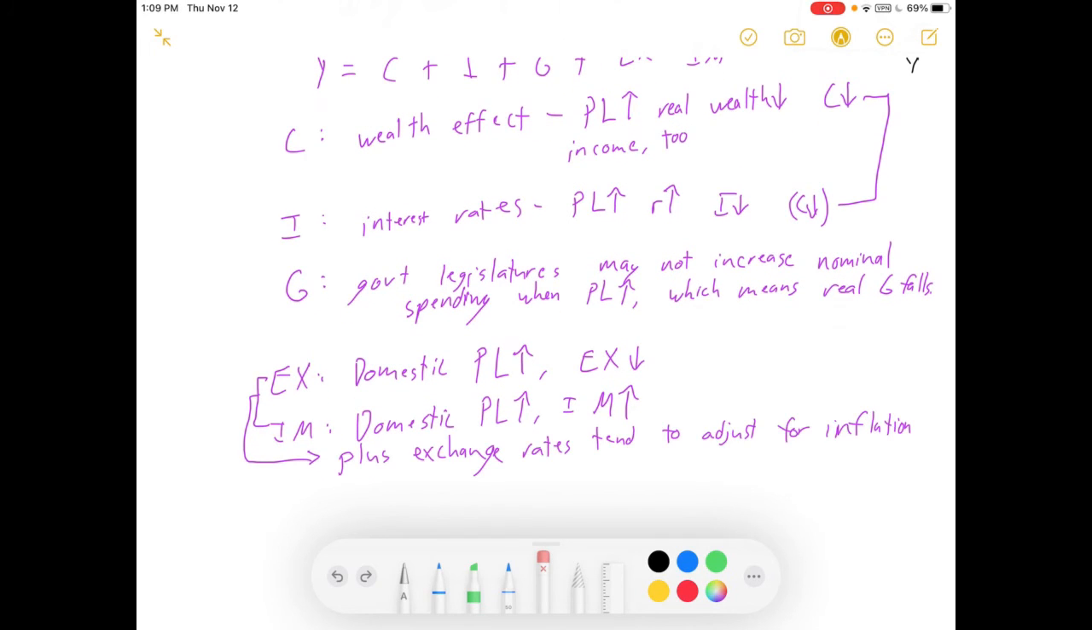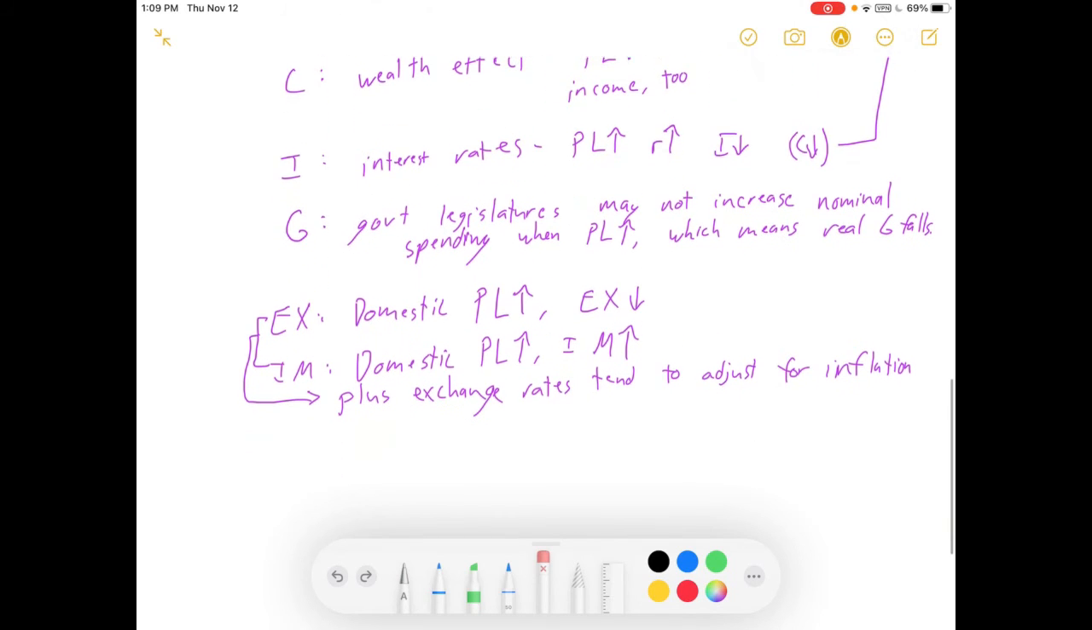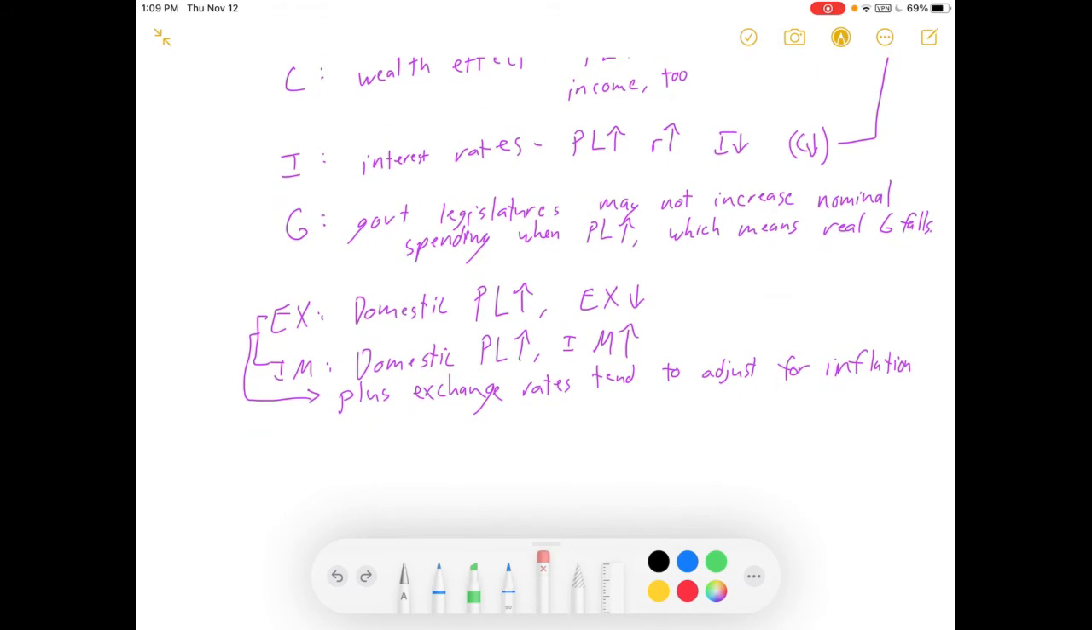So, I should also point out that exchange rates tend to adjust for inflation, which also messes with the trade. In my class, we don't talk a lot about the trade and exchange rates because it's a combined micro-macro in one semester, and we just don't have time.